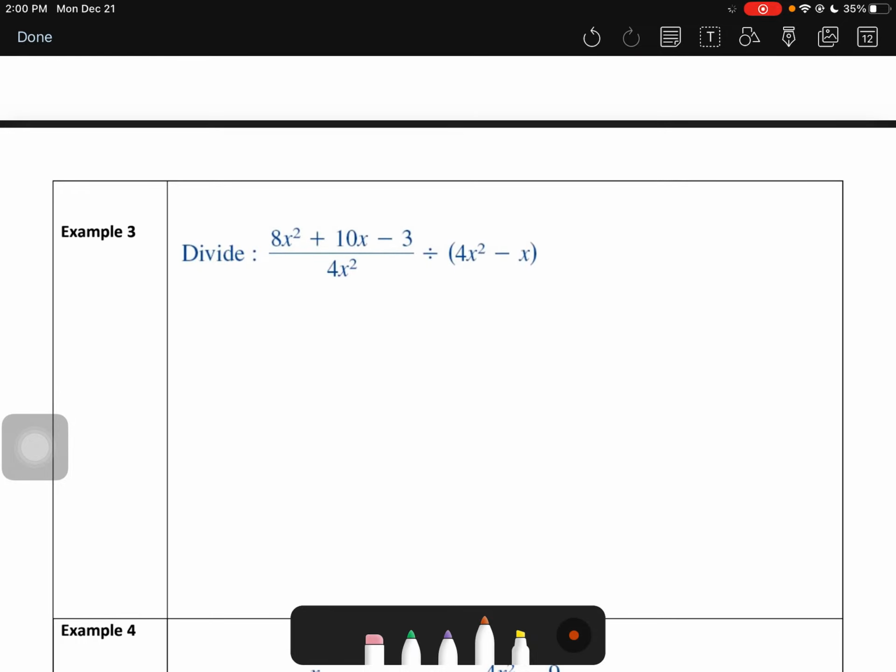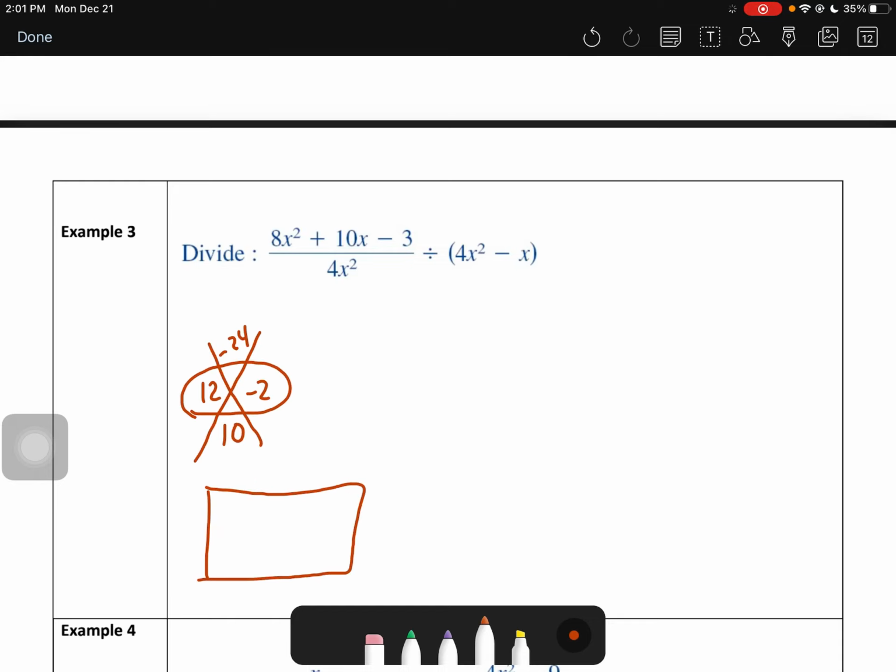All right, again, division. So we're going to start with the first fraction. We will factor it. 8 times -3 is -24. And our bottom value would be 10. What two numbers multiply to be -24 but add up to be -10 would be 12 and -2. And then we need to make our box.